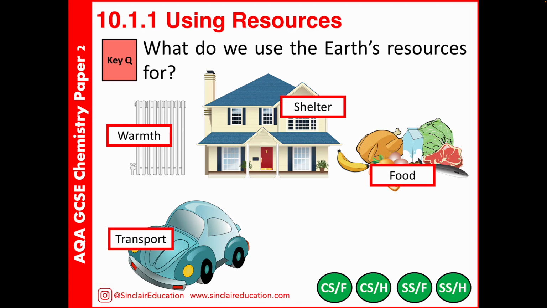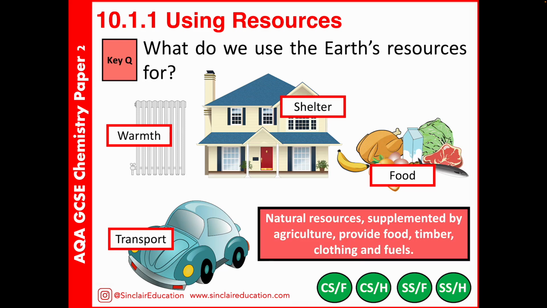So for the most part, the different materials that we're looking at tend to fall into one of these categories. The important aspect of where chemistry comes into this is that natural resources, so things like wood or wool, are supplemented by agriculture and also can help us provide food, timber, clothing and fuels.